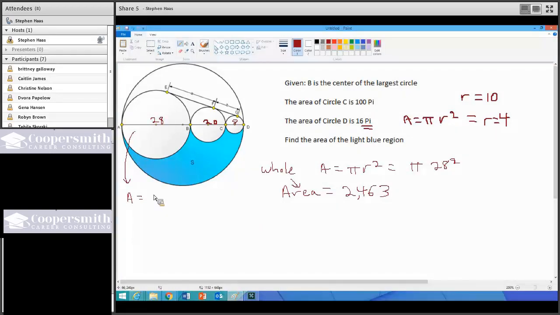What is the radius of the AB circle? Well, the radius of the AB circle is of course 14. Good. So it's 14 times 14. 14 times 14 is 196, and 196 times 3.14159 is 615. We'll round it off to 615.8.